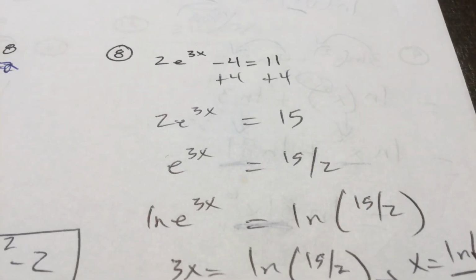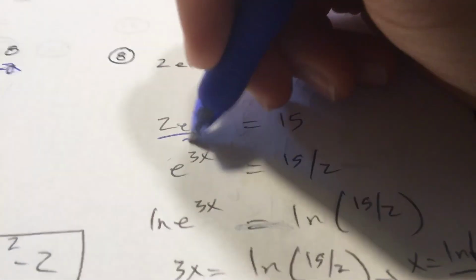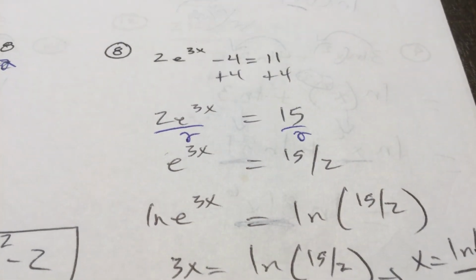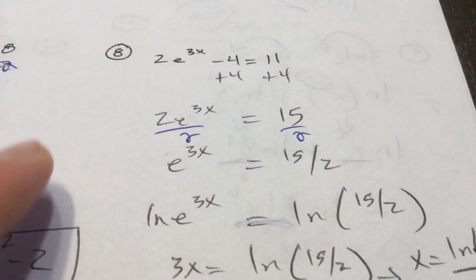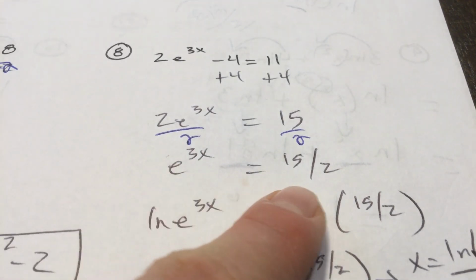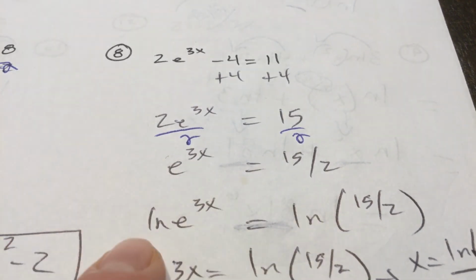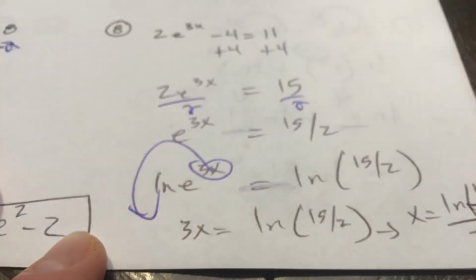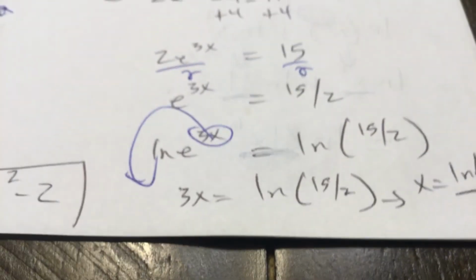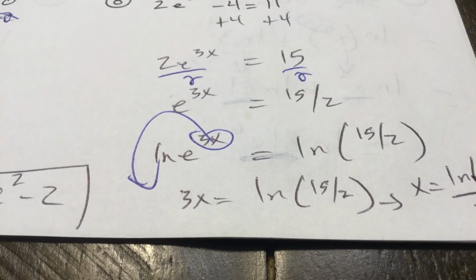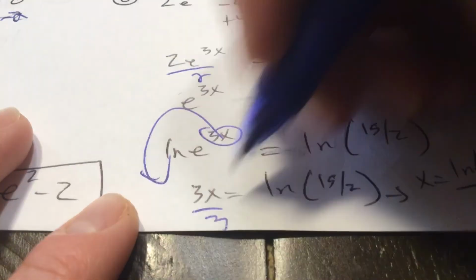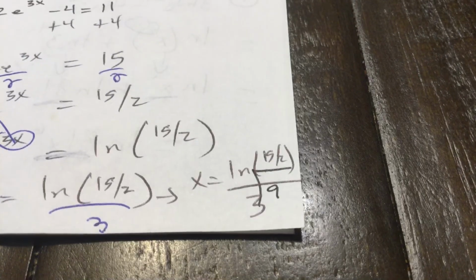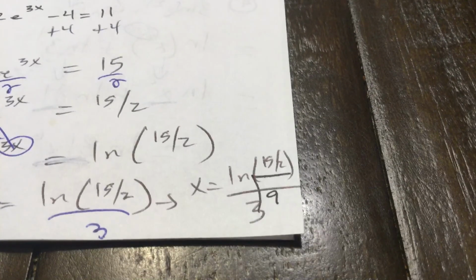Here I'm going to add 4 to both sides. Then I'm going to divide both sides by 2. I got e to the 3x equals 15 over 2. When e is all by itself, I'm going to attach natural log to both sides. That means that exponent comes on down. 3x equals natural log of 15 over 2. Then I'm going to divide both sides by 3. That's what I got. Natural log of 15 over 2 divided by 3, which is a good enough answer for me.